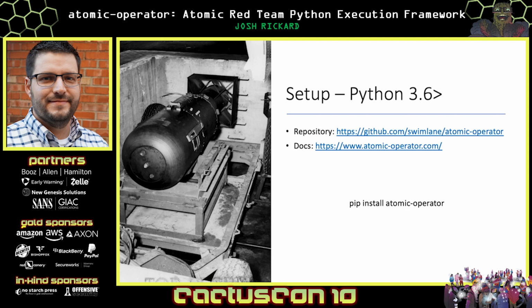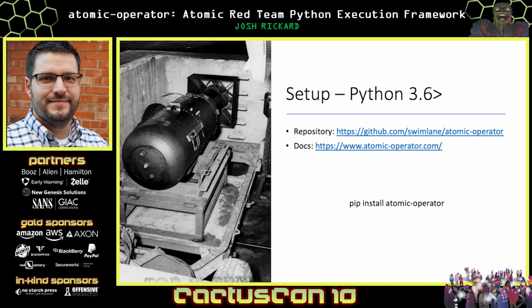First thing you need to understand with Atomic Operator, though, is that it is Python 3.6 and greater. So Python 3.6 to 3.10 at the time of this recording. Also, you can find the repository under github.com/swimlane/atomic-operator, or view the documents, which if you just go to atomic-operator.com, it'll always redirect you to the latest documentation. And you can view past versions if needed. So first thing we need to do, when you get it installed, is pip install atomic-operator, and you're off to the races.